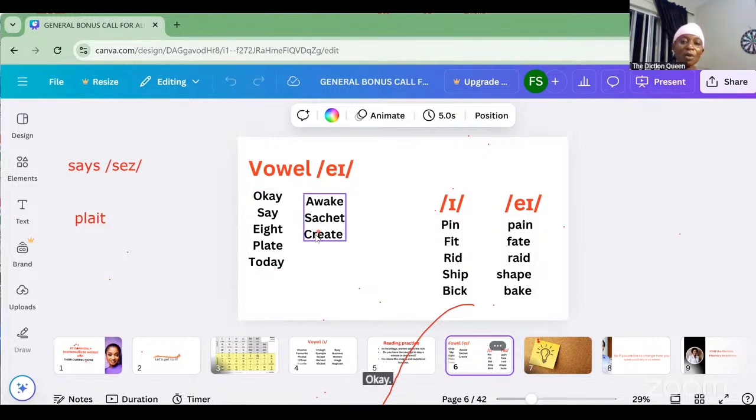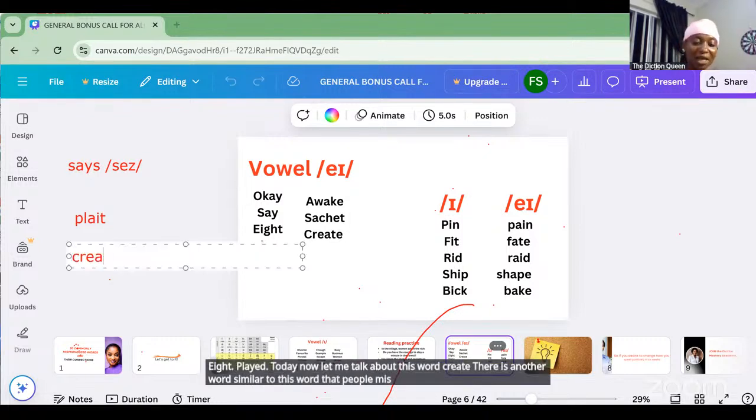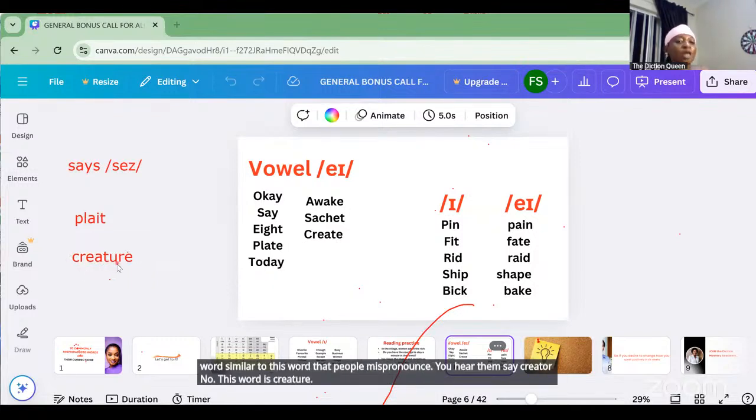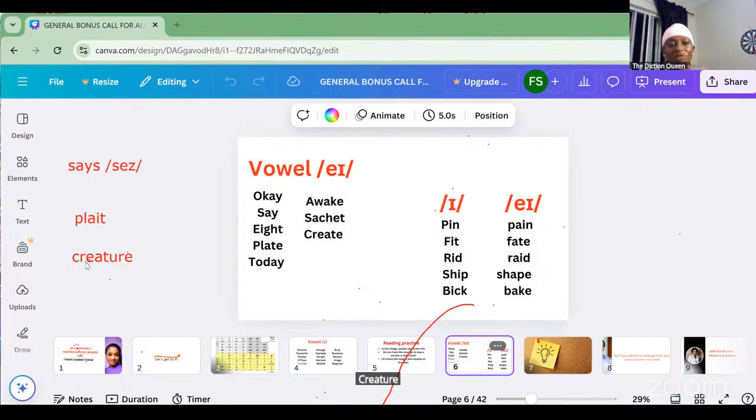Now let me just talk about this word, create. Now there's another word similar to this word that people mispronounce. You hear them say creator. No, this word is creature, creature. I am God's creature. Well, this one here is create. This is creature, not the same way.